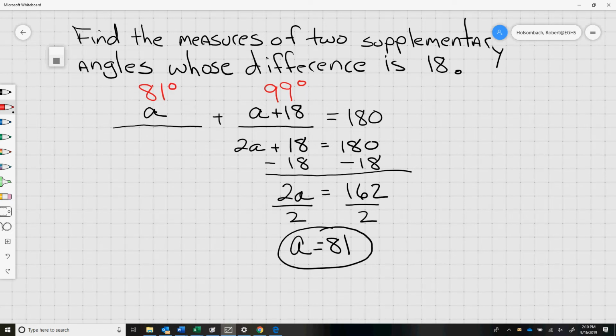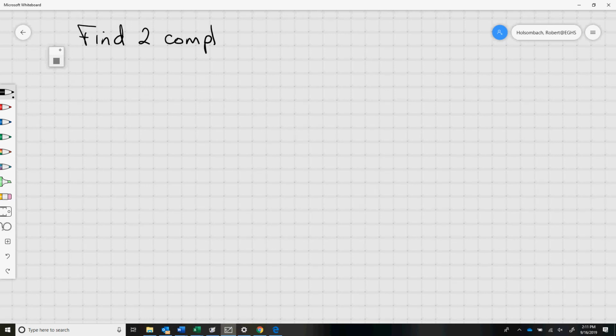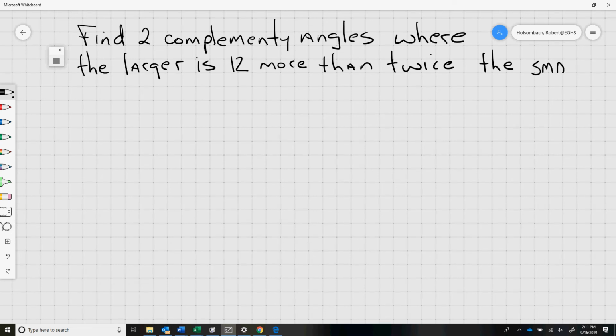Alright, the second example is in the middle of page 48 where it says guided practice. Now we're going to find two complementary angles where the larger is 12 more than twice the smaller. Find two complementary angles where the larger is 12 more than twice the smaller.